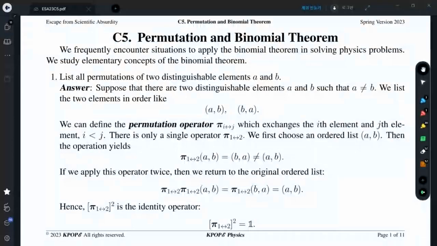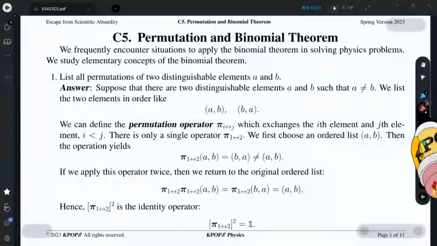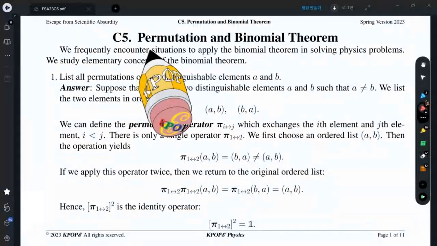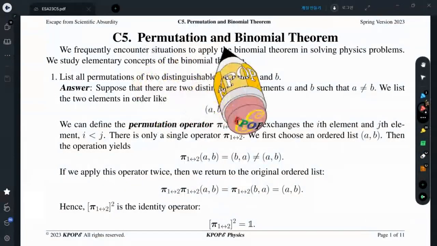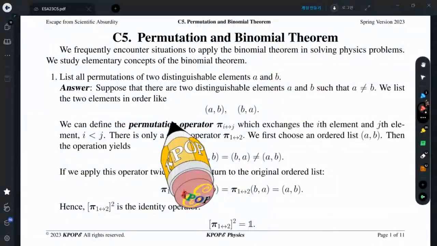Okay, we study C5, permutation and binomial theorem. So I believe you are very familiar with the permutation and binomial theorem. You learned it in high school. I believe so. Perhaps not, because there are many tracks.